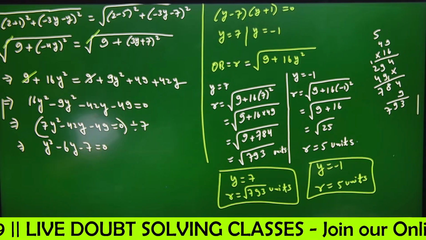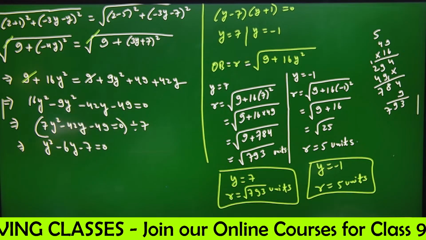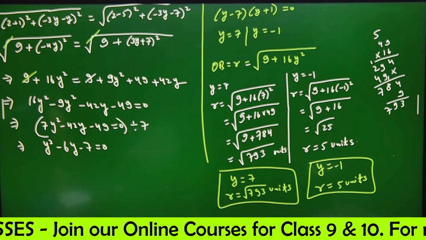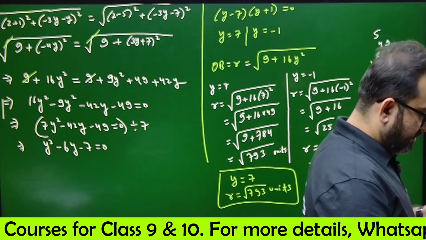Okay, so there will be two cases. The answer will be radius 5 and under root 793, both of these. Okay, sorted. So two answers are there. The value of y is also double. Sorted.